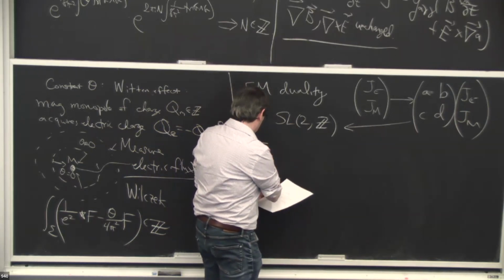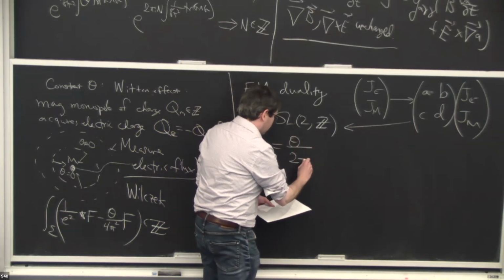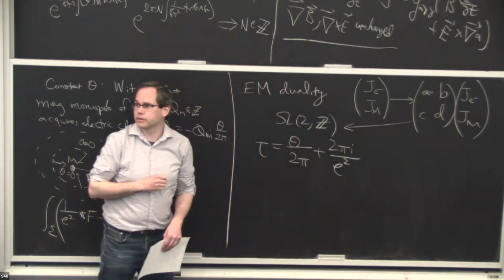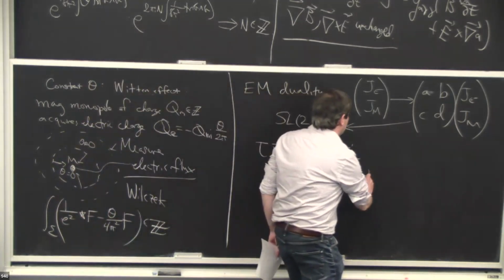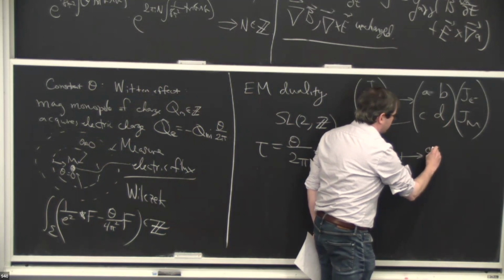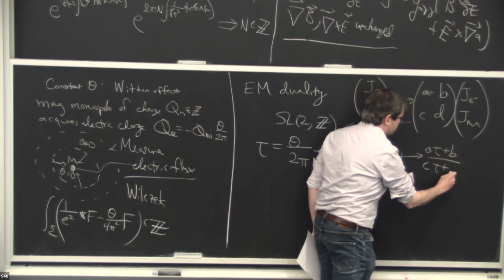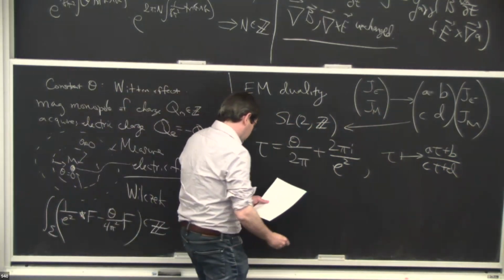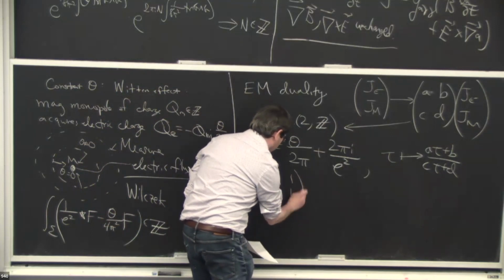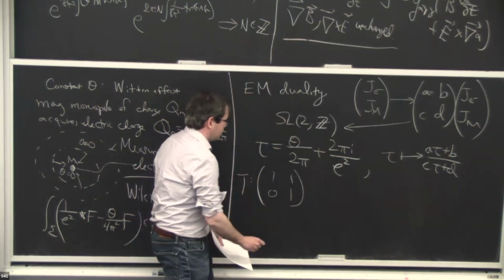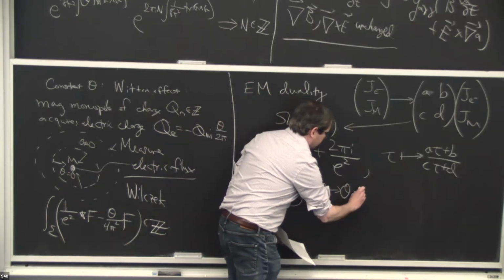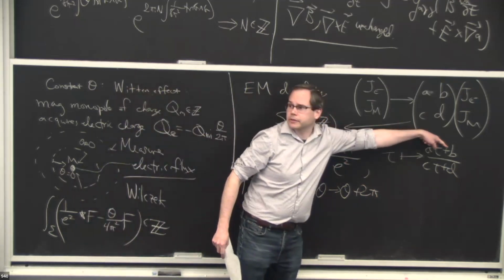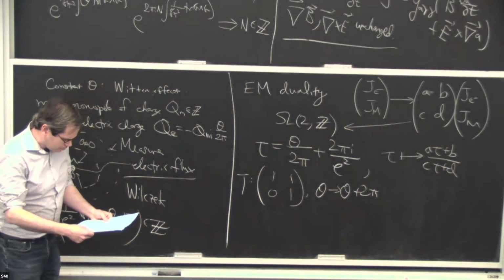Other things transform under this. One thing that transforms under this is that I can package the theta angle and the gauge coupling in this complex combination and call it tau. And when I do this kind of transformation on my current, tau maps to (A tau plus B) over (C tau plus D). In particular, one element of this, the matrix 1, 1, 0, 1, we call T, replaces theta with theta plus 2 pi. It adds something to the real part of tau. It's just tau goes to tau plus 1.